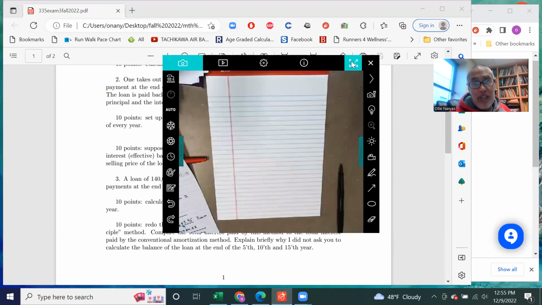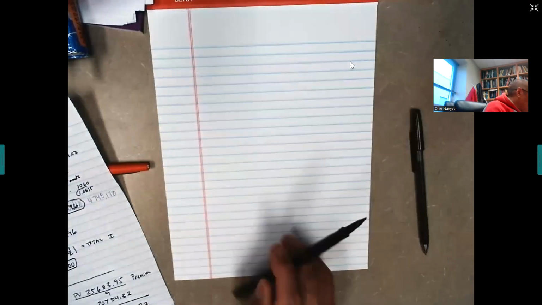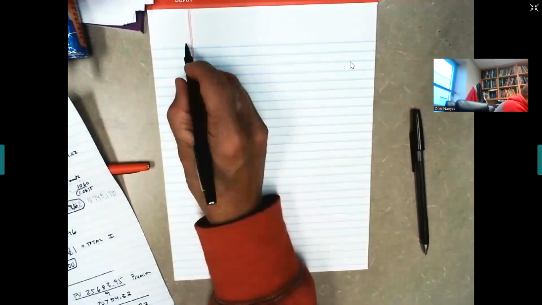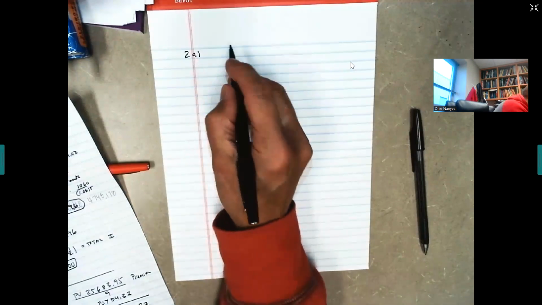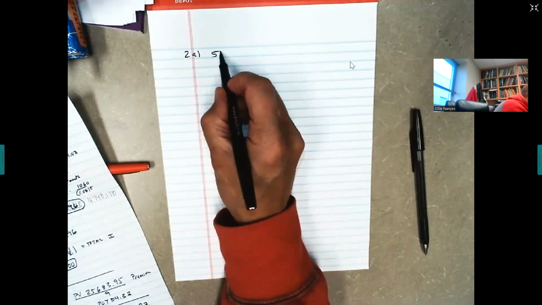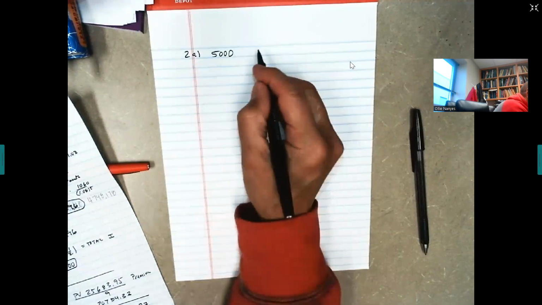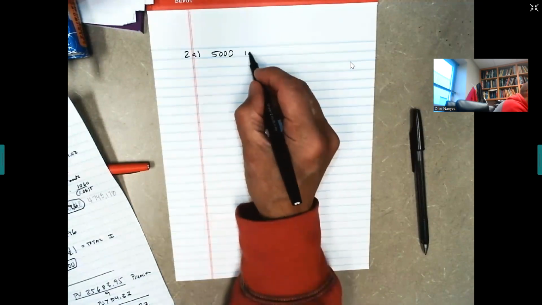I'll go ahead and do this basically by hand here, but there's nothing wrong with using a spreadsheet. So for 2, part A, your $5,000 is going to be the initial balance.